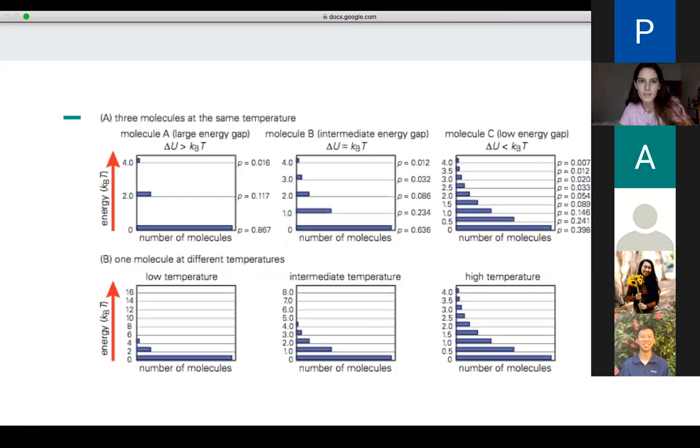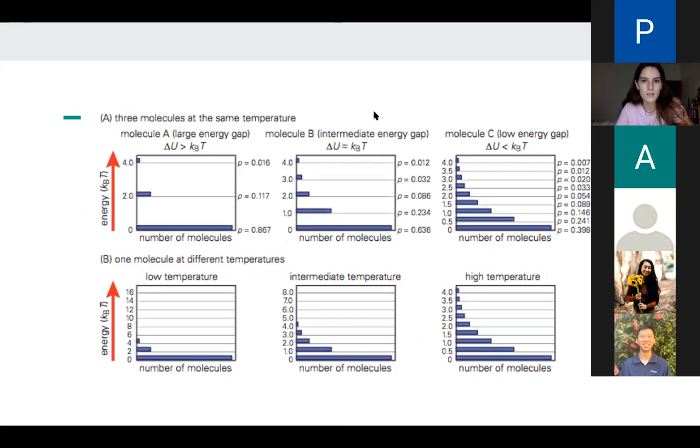And then this slide is just some energy levels. In A, you can see that these are 3 different molecules at the same temperature. Molecule A has a really large energy gap, B has an intermediate one, and C has a low energy gap. The higher the energy gap, the lower the percentage of molecules found at that higher energy, because it's more difficult for molecules to get into that state since they need a lot more energy. Once you get to a low energy gap, there's a much higher percentage of molecules at higher energy levels.